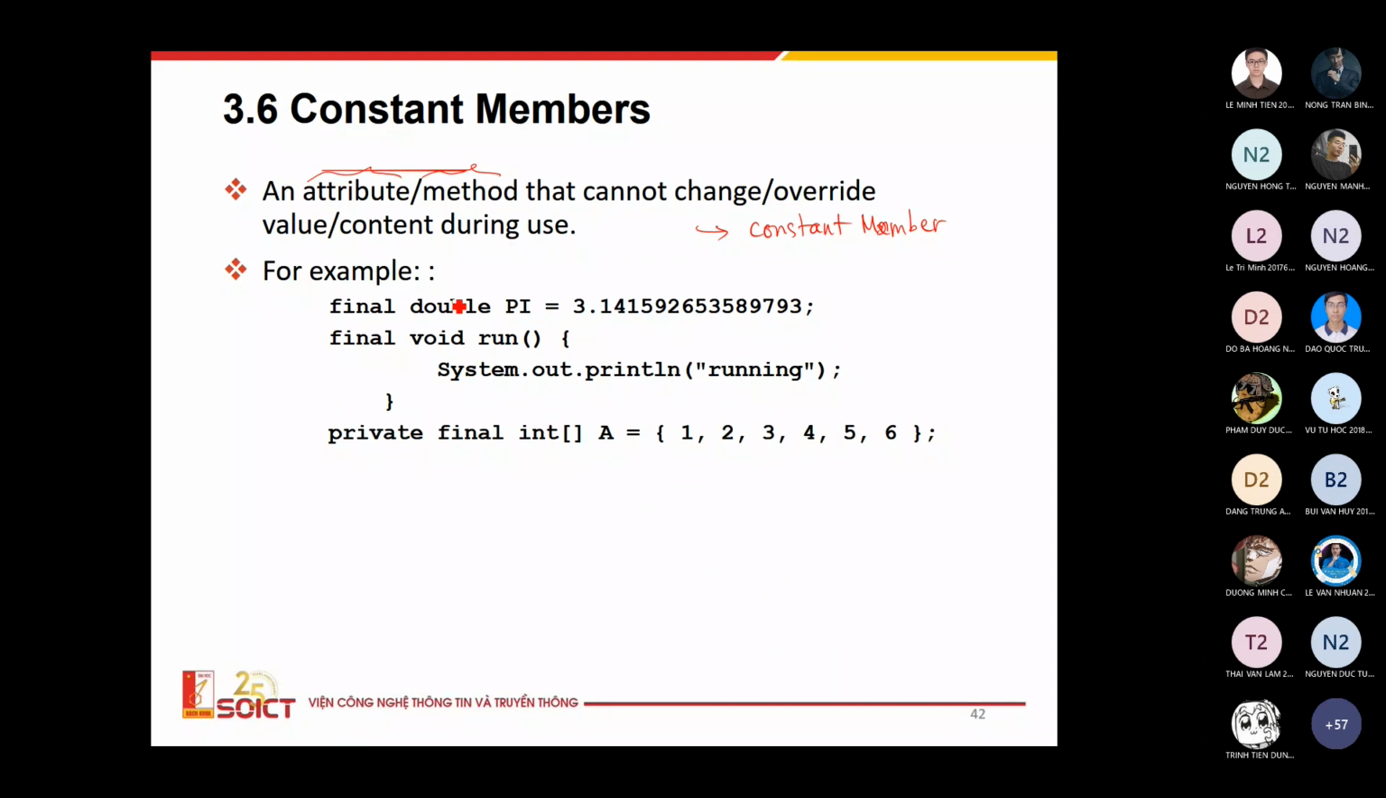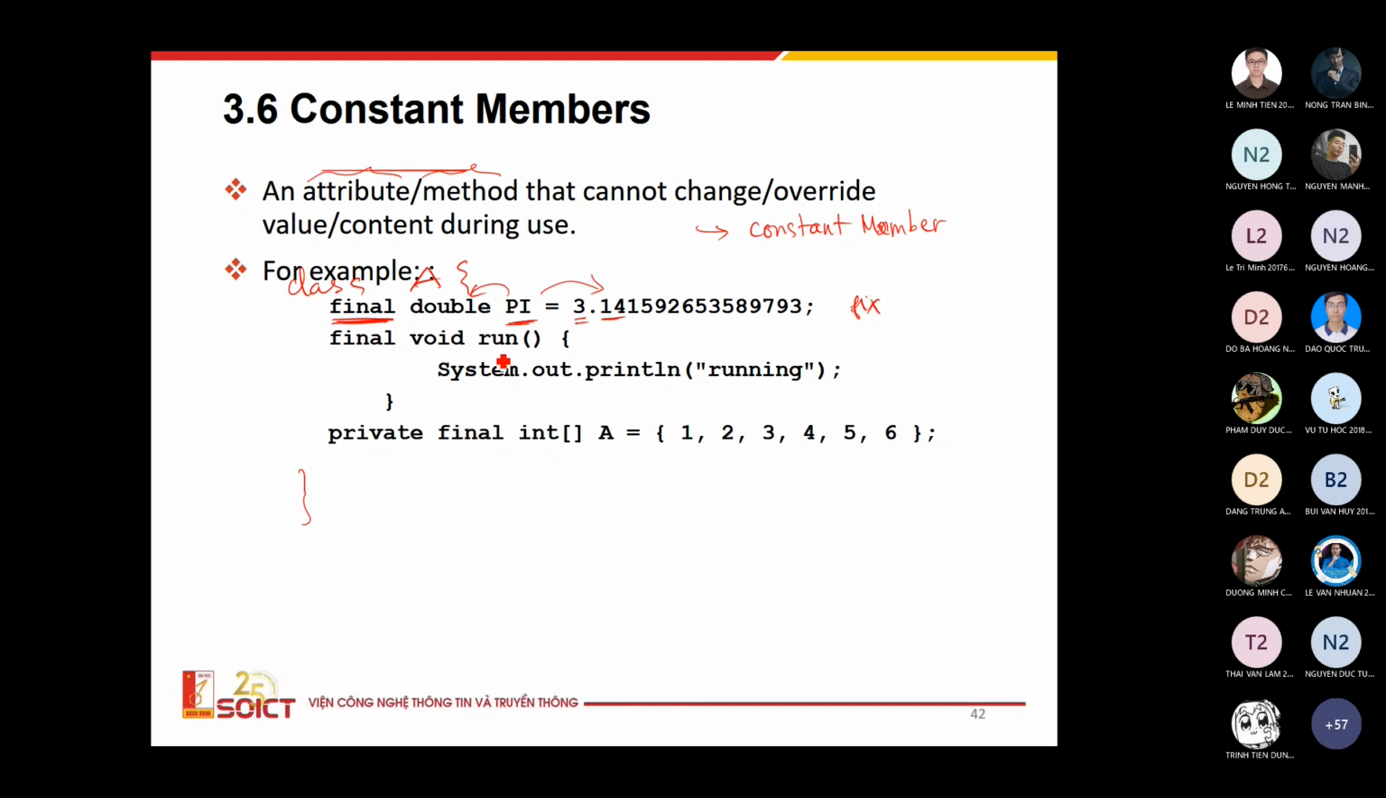For example, in your class, you have one class named A here. And in this class, you have one attribute named P of the type double. And the P is always 3.17. And you want to fix it. So you can declare it final. So after that, nothing can change the value of P.